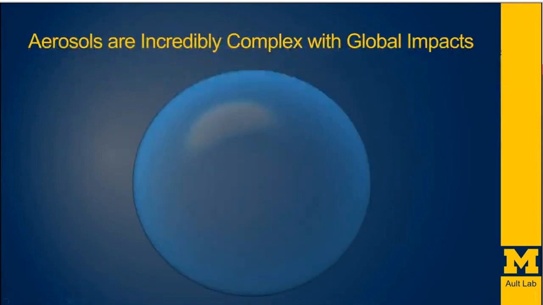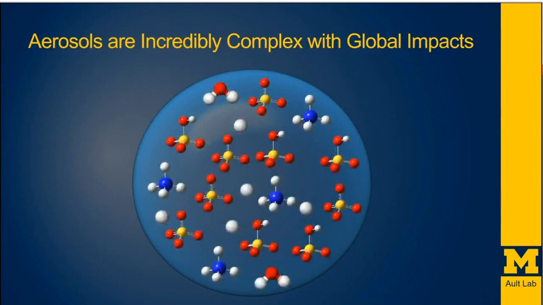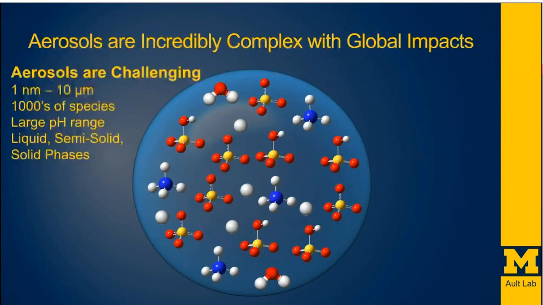And so before I get into this too deeply, I just want to point out that aerosols are incredibly complex and they have global impacts. A typical aerosol is a mixture of thousands of different species within either small droplets or solid particles. They can be gooey tar balls, they can be glassy marbles, they can be liquid droplets. It's really a wide range. And within just one of these, micron-ish sized particles, all the way down to a few nanometers, you can have thousands of species, as well as very large pH ranges, and as I mentioned, different phases.